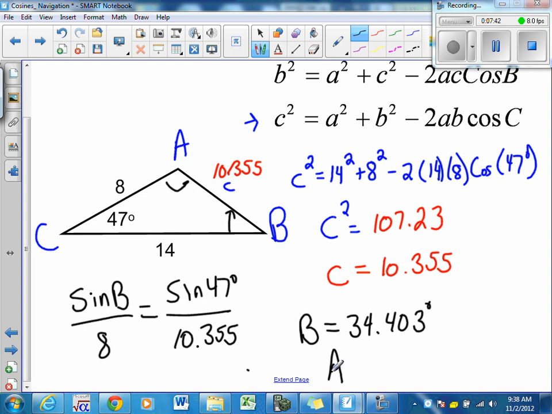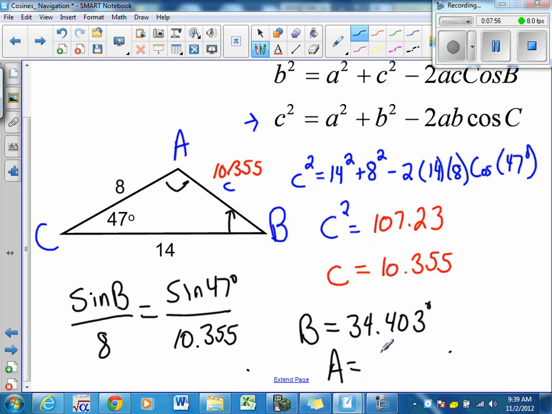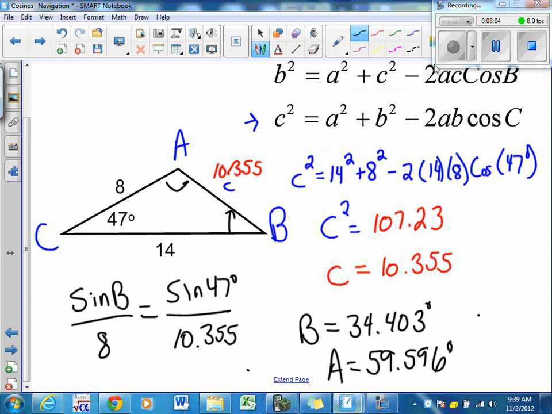And then if I wanted to find angle A, I can take that plus 47, subtract it from 180, and get 98.596. That's 59? 98. I don't know why I wrote 59. It was 98.